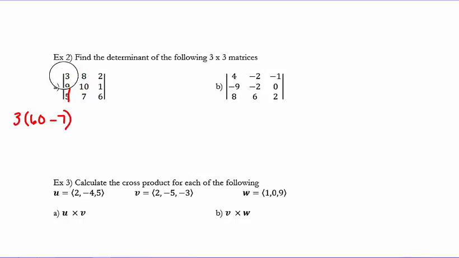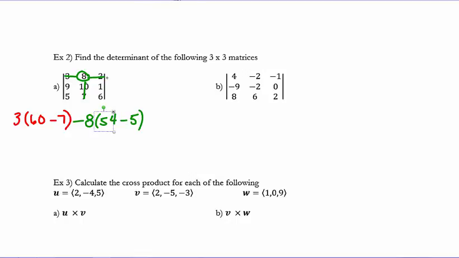Then I erase that, and now I take 8, eliminate its row and column, minus 8. You negate the second term. And then 8 gets multiplied by the determinant of what's left over. 9 times 6 is 54, minus 1 times 5, which is 5.